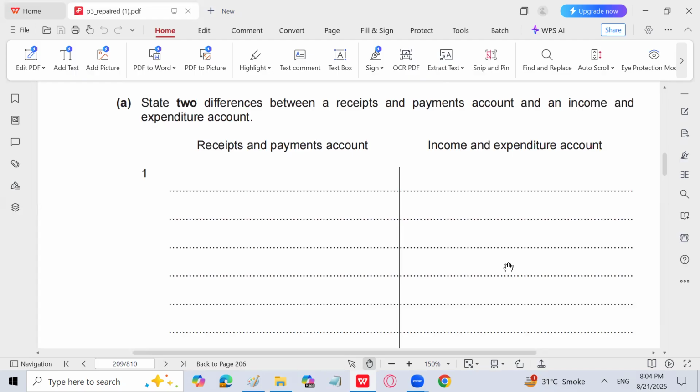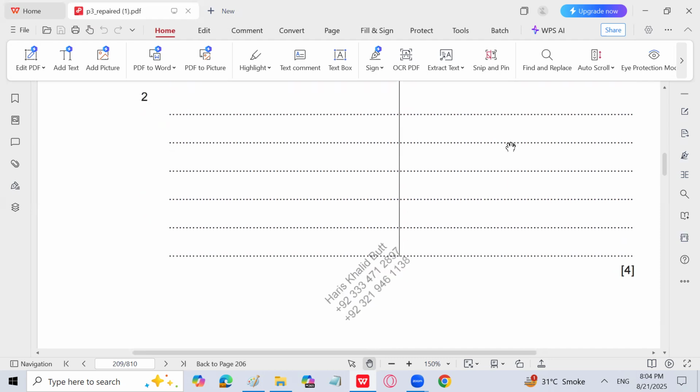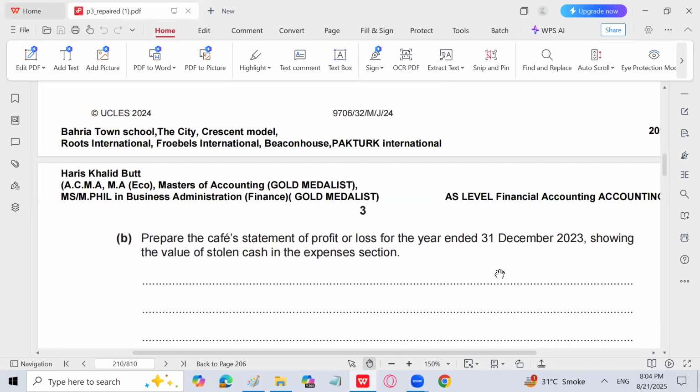Receipt and payment account includes all capital and revenue items. Means if we have sold machinery for cash, it will come on the receipt side. Receipt and payment account includes both capital and revenue items, whereas income and expenditure account will include only revenue items, means revenue expenditure and revenue income, means expenses and income. Assets and liabilities will not come. Next. So now what we have to prepare?